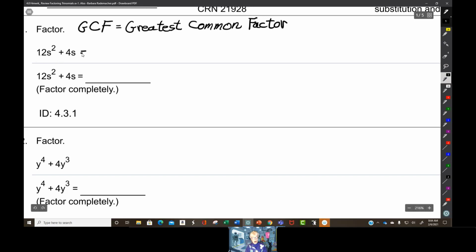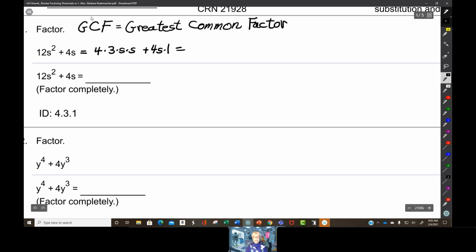Well, let's see. I'm going to break down the first term, 12s squared, into 4 times 3 times S times S. And I could break the 4 down into 2 times 2 if it were necessary, but notice you have a 4 in the other term. And I'm going to put times 1. It's always a good idea to do that. Here's why in a minute.